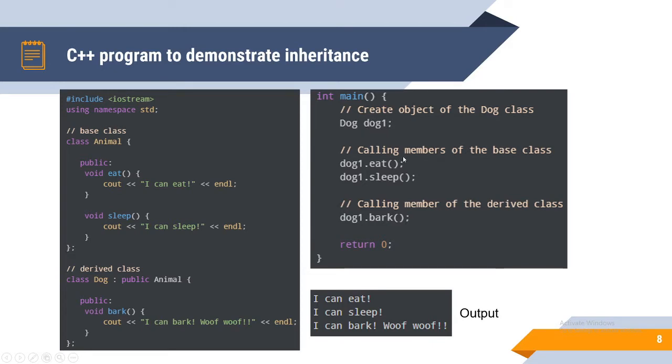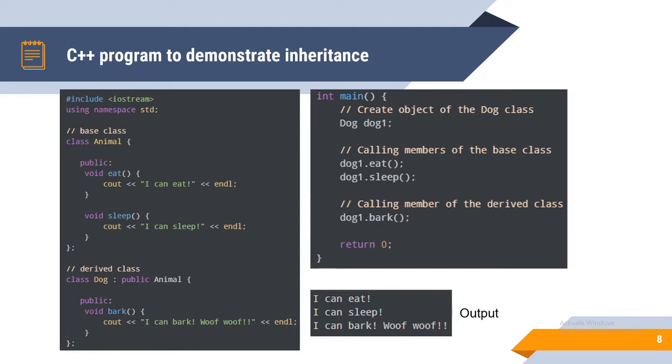To use this object, we are going to call the member functions inside the base class, which is animal. Inside animal we have the functions eat and sleep. To call them using the object, we just need to execute the statements dog1.eat open close parenthesis and terminator, dog1.sleep open close parenthesis and terminator. Everything here will be accessed by this derived class, class dog. To call the member function of the derived class, which is bark, you only need to use the object dog1, then dot bark. See, that's how simple.